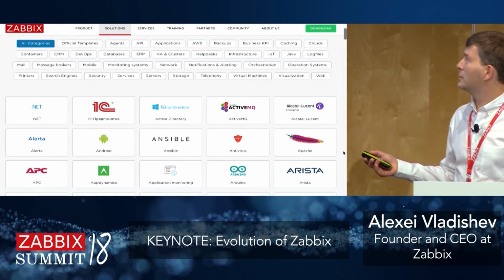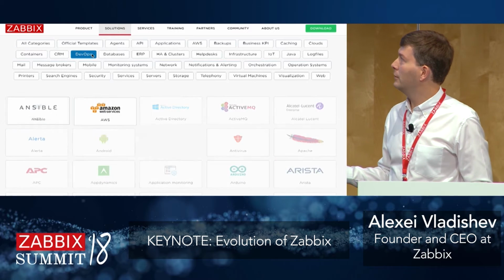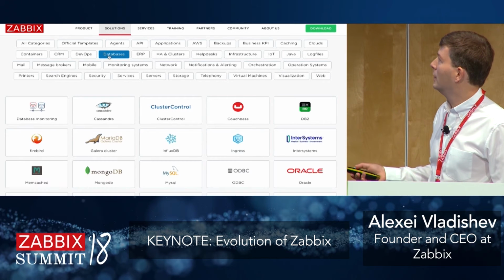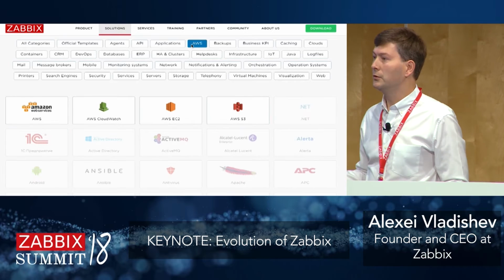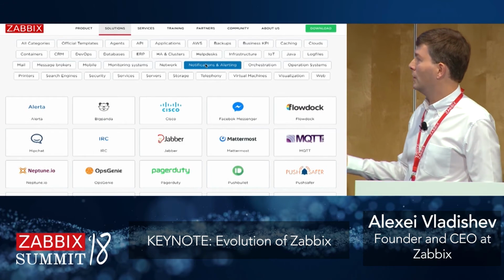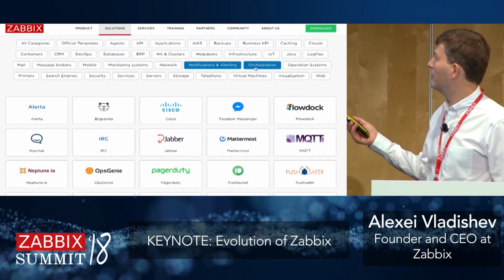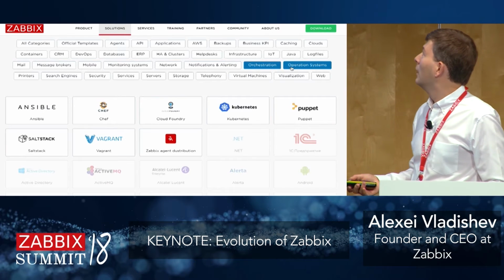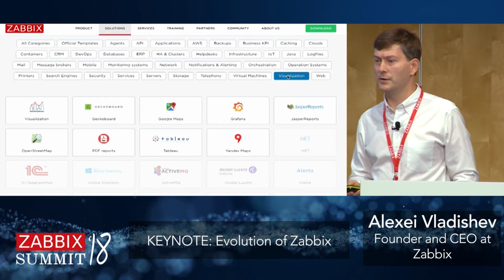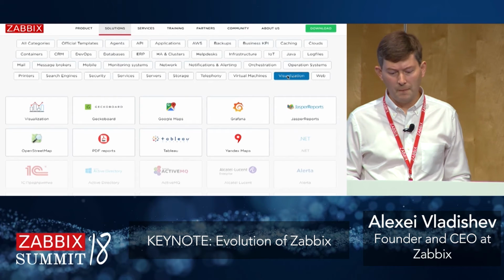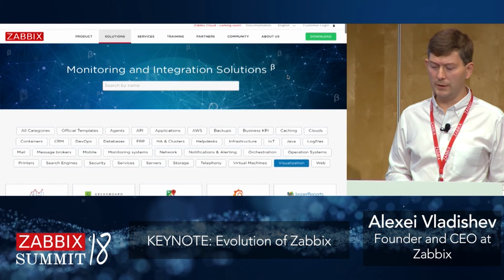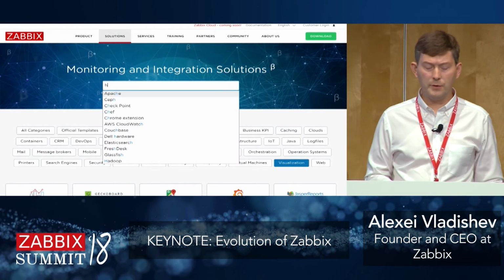Now, as you see, it's all classified. Here you may click on DevOps. You see how Zabbix may work with Ansible or Jenkins, whatever. Databases, how it can monitor different databases, how it works with the cloud, notifications and alerting, integration with Opsgenie, PagerDuty, and other things. Orchestration, configuration management systems, operating systems, and so forth. At the moment, there are more than, I think, 320 products listed. And you can search, obviously.